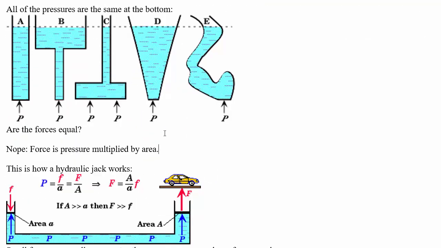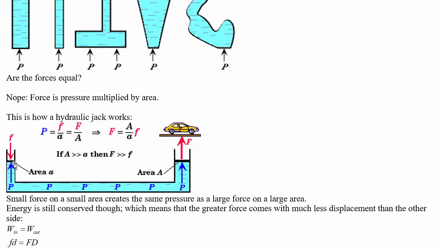This is how a hydraulic jack works, for instance. You've got a small area here that you can apply a small force to and get a big area providing a big force on the other side because the pressure at a given height is going to be equal.